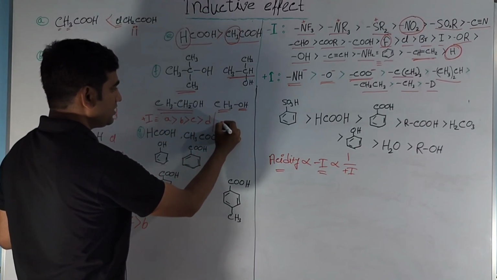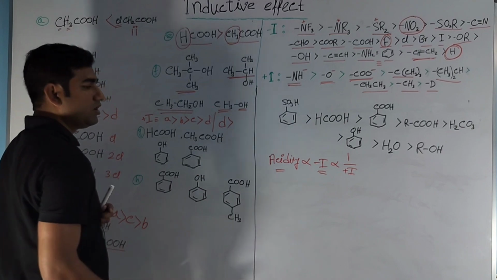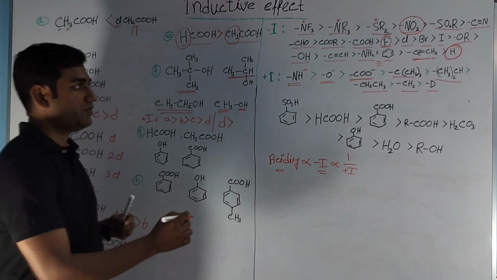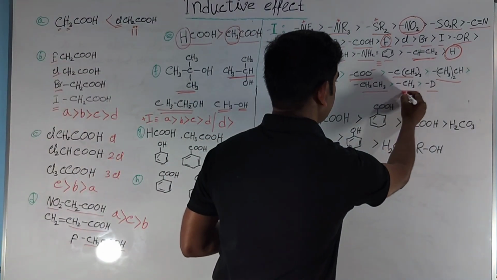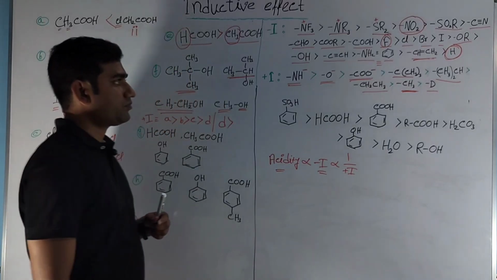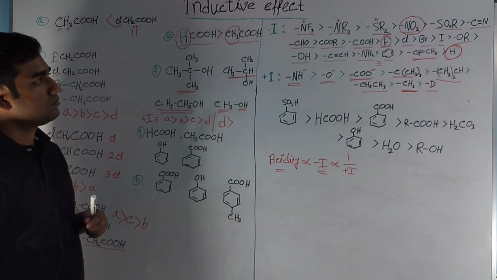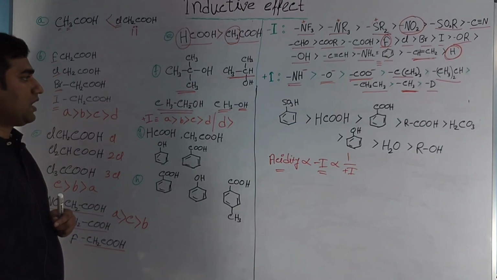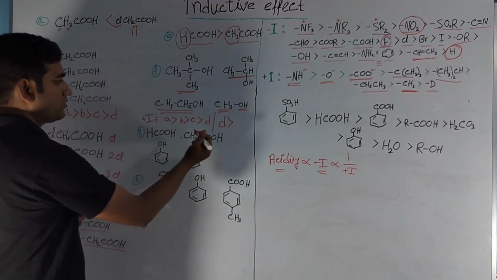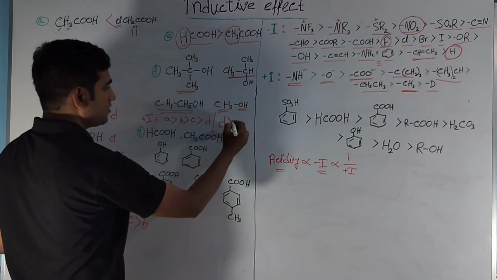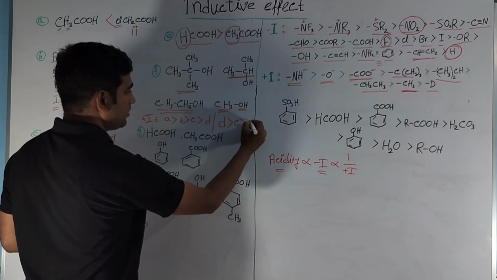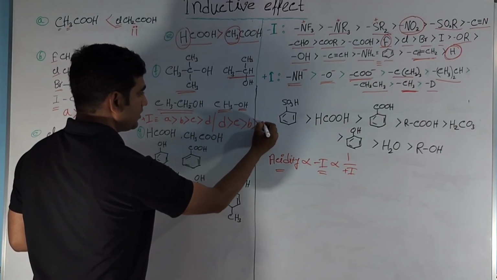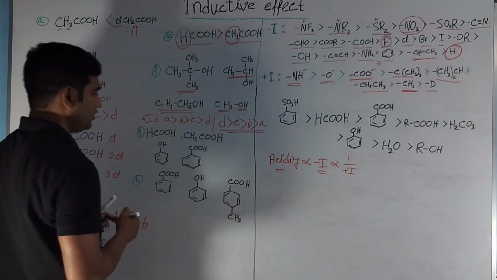D is the most acidic due to the plus I effect. If you see the order, its plus I power is the least compared to the others. So D is the most acidic, then C, then B, then A. This is the acid order.